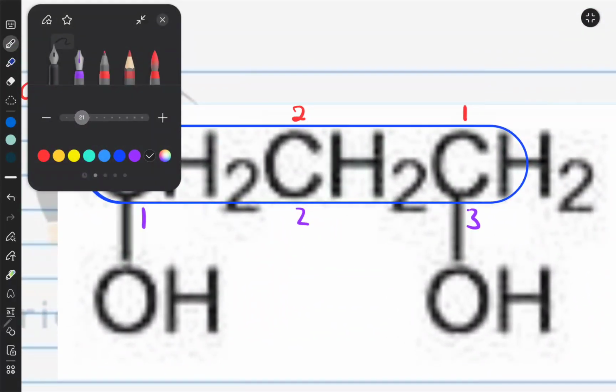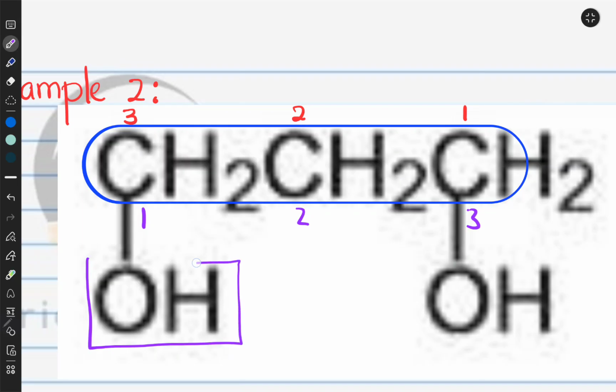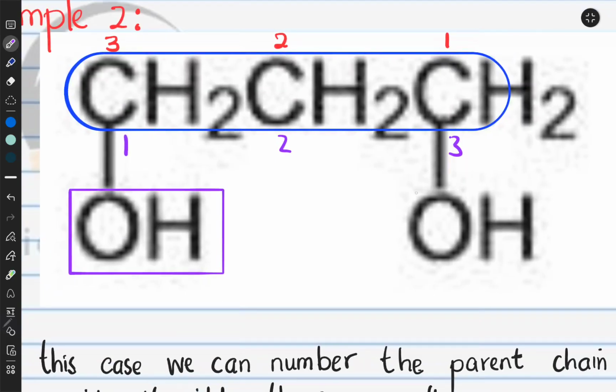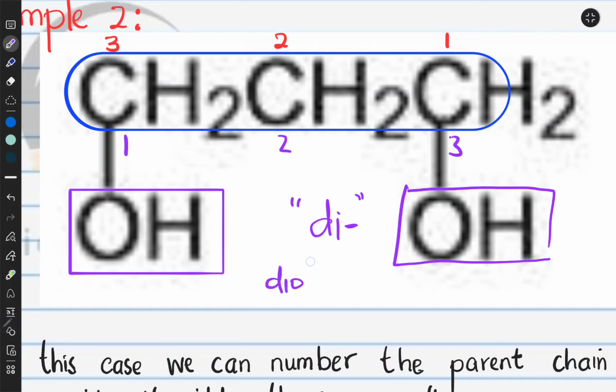All right, so now if we check, we have 1 hydroxyl there and the second hydroxyl here. So it means we would need to use the Greek prefix di, this one. Okay, so this is a diol. Our suffix would therefore be diol. I'll show you how that works in a second.